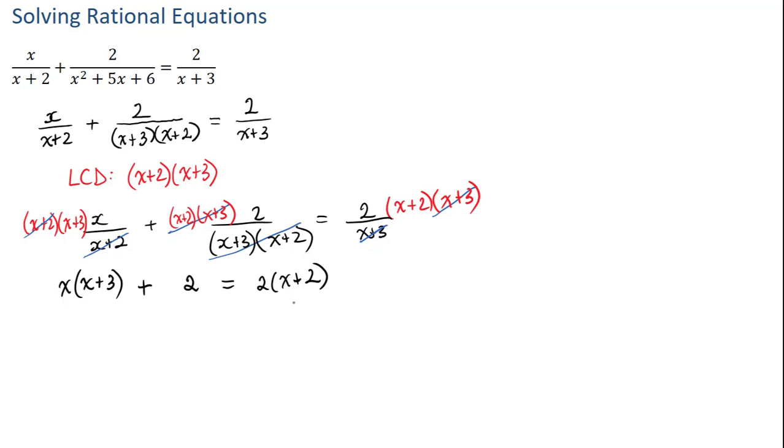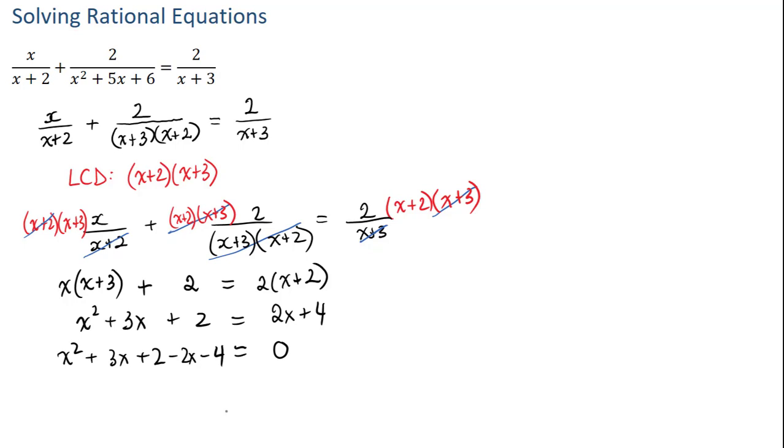We can simplify first by expanding to eliminate all the brackets. So we'll get x squared plus 3x plus 2. And on the right hand side, 2x plus 4. Looks like we have a quadratic equation. In order to solve a quadratic equation, we need to bring everything to one side to have a 0 on the other side, and that means we would have to subtract 2x plus 4 from both sides, so subtracting 2x and subtracting 4. So we'll have x squared plus 3x plus 2 minus 2x minus 4.